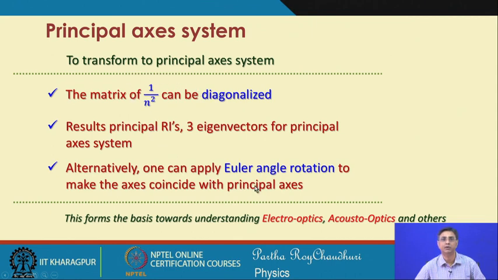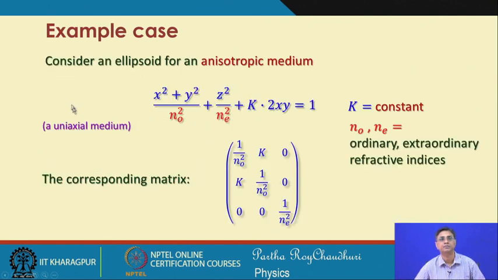There is an alternative way, that is by using the Euler angle rotation of the axis system to coincide with the principal axis system, which will also give us the result, and this form will form the basis of understanding electro-optics and acousto-optics. So, this discussion is very much relevant to understand the electro-optic effect and the acousto-optic effects and so on.